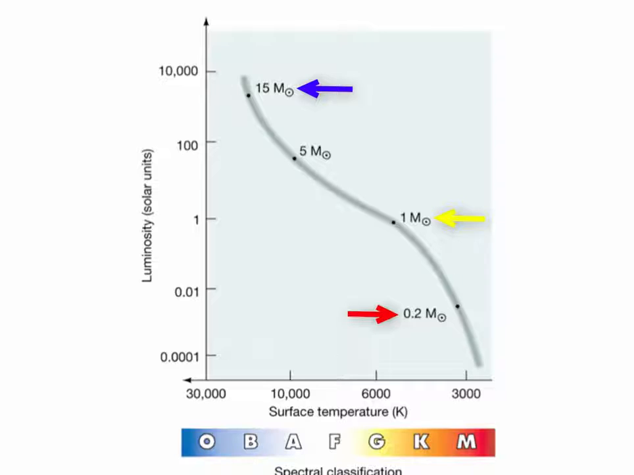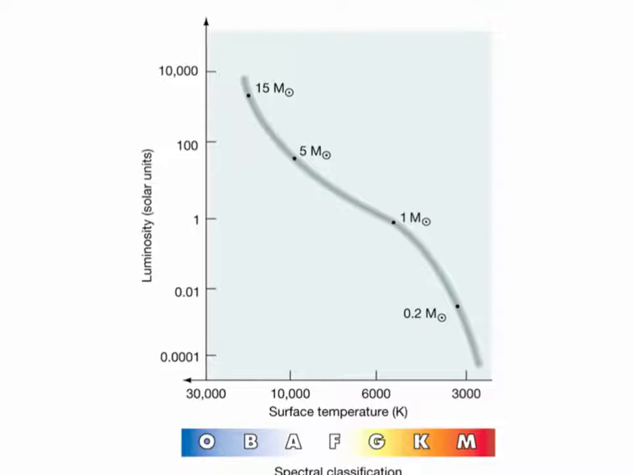The bright blue stars can be 15, 20, even 100 times as massive as the sun. The faint red stars can be as low mass as 8% the mass of the sun. And we find stars all the way in between. And they all follow this relationship.